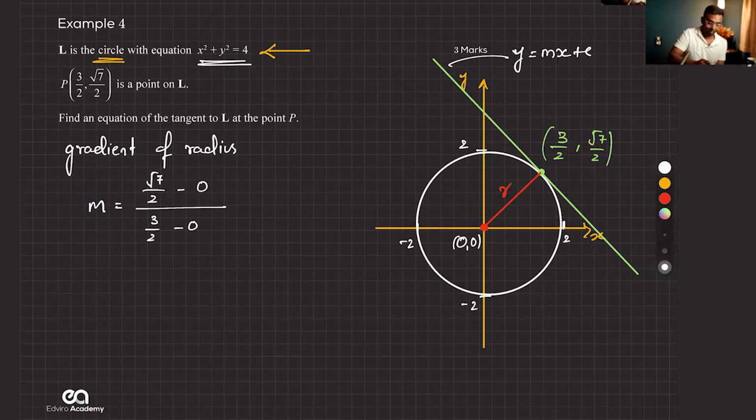Which will flip over. So that'll be root of 7 over 2 times 2 over 3, which is simply the reciprocal when you have a fraction over a fraction, right? And that is root 7 over 3. That is your gradient of the radius, m of r. Gradient of the radius is root 7 over 3.